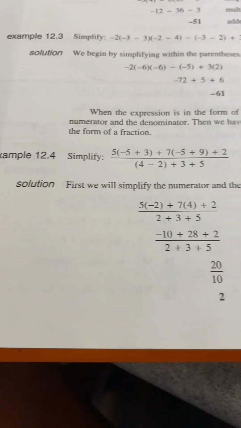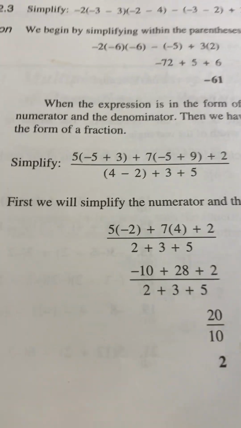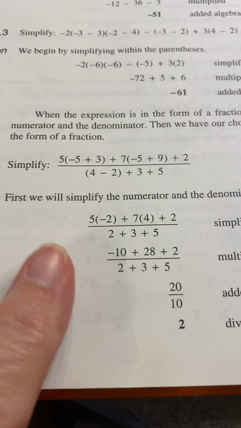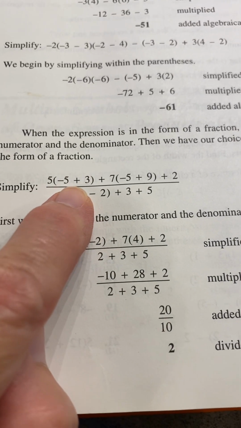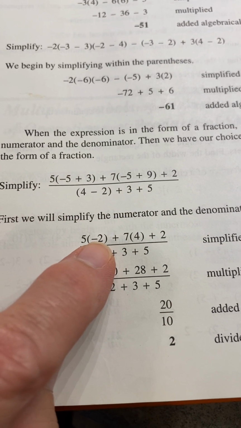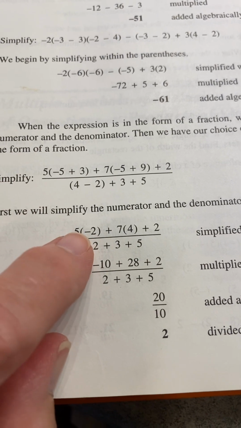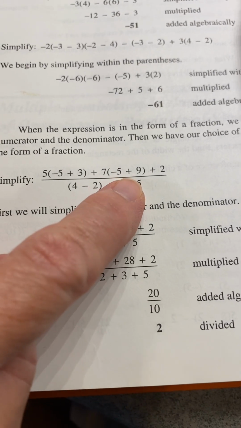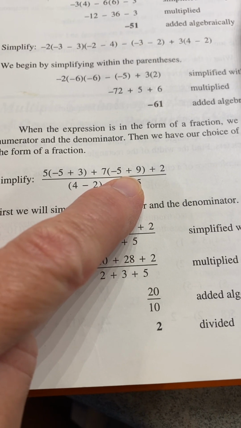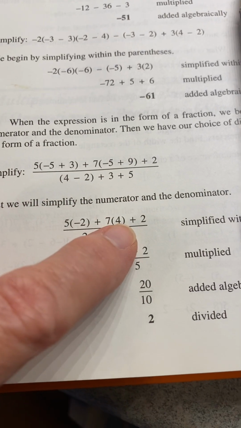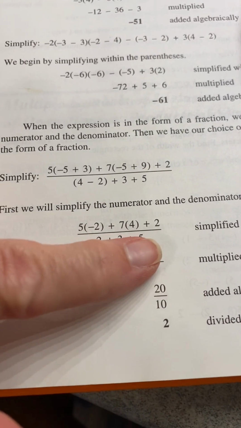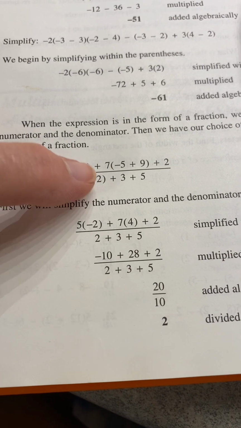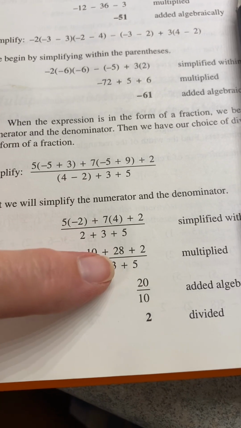All right, one last example, 12.4. Stay with me, friends. Let's do our parentheses. -5 and 3 is -2. Bring down the 5. We'll look at that in a minute. -5 and 9 is a +4. And then our +2. We can look at the bottom. 4 minus 2 is 2, 3, 5.